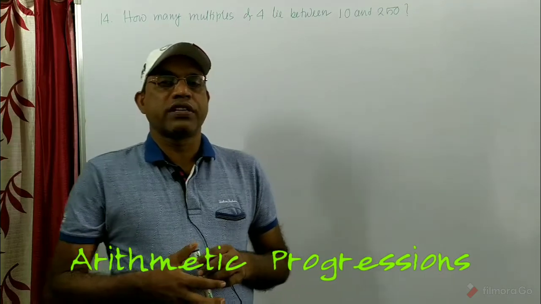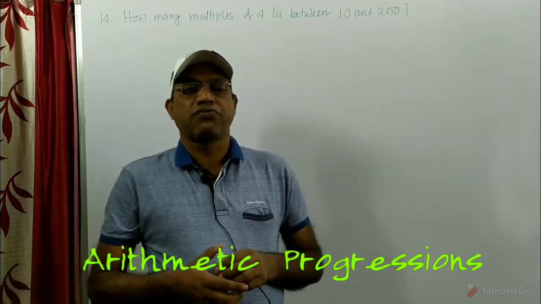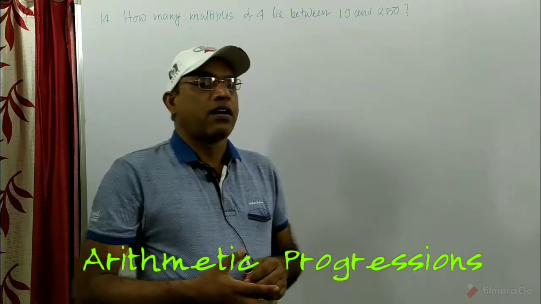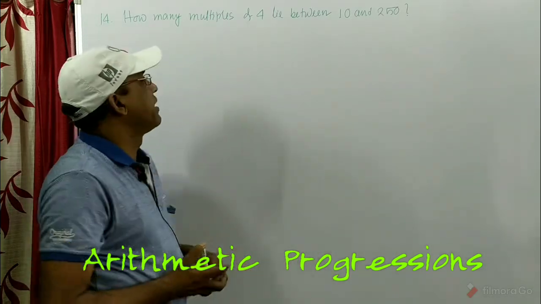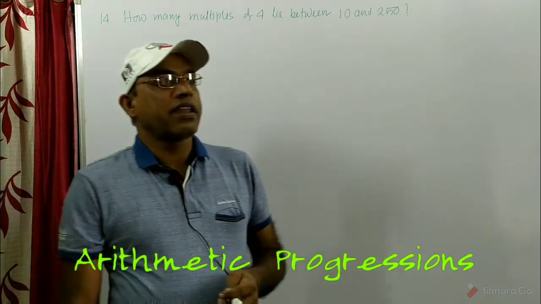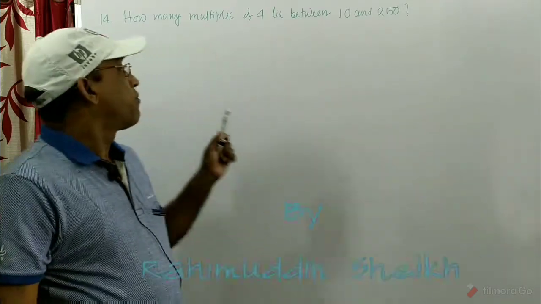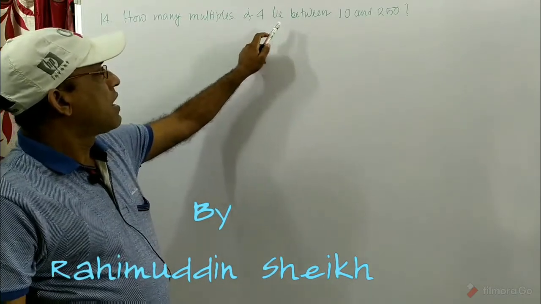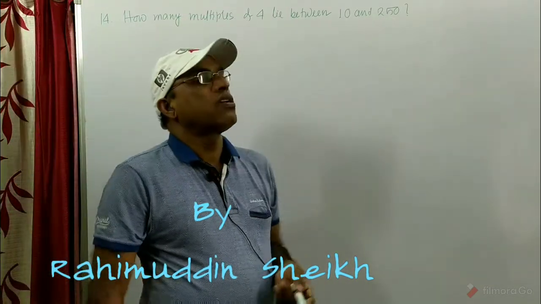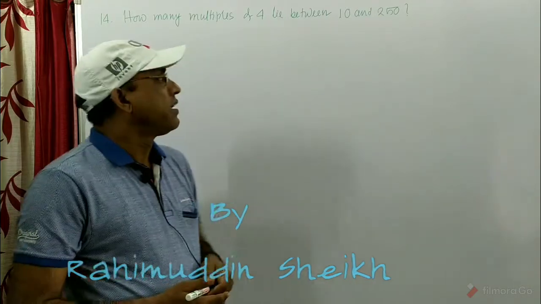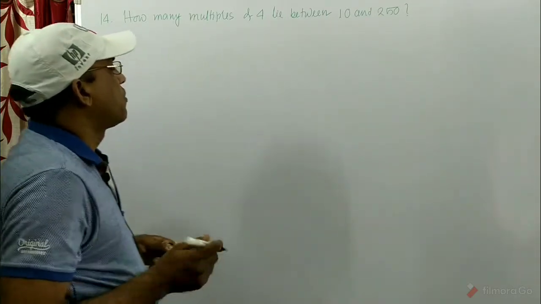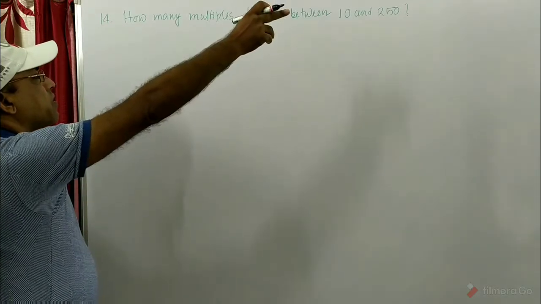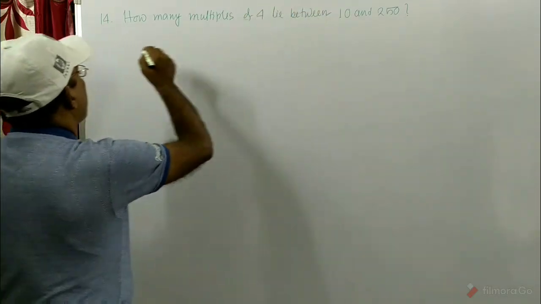Students, today we shall discuss exercise 5.2, NCERT book, class 10, problem number 14 in arithmetic progressions. How many multiples of 4 lie between 10 and 250? How many numbers are divisible by 4 between 10 and 250?